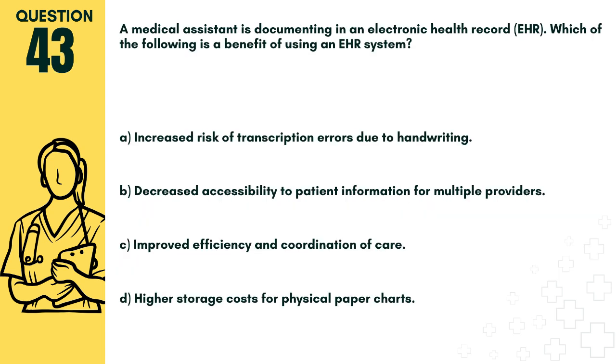Question 43. A medical assistant is documenting in an electronic health record, EHR. Which of the following is a benefit of using an EHR system? A. Increased risk of transcription errors due to handwriting. B. Decreased accessibility to patient information for multiple providers. C. Improved efficiency and coordination of care. D. Higher storage costs for physical paper charts.